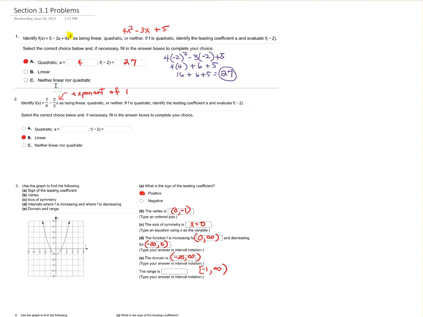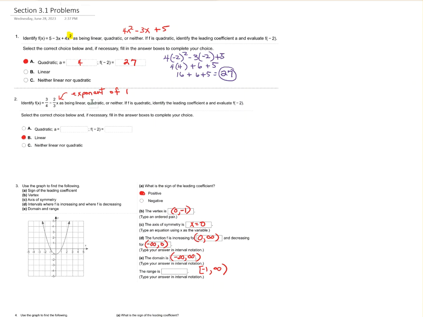All right, here's our problem set. Number 1 says identify this as being linear, quadratic, or neither. If it's a quadratic, identify the leading coefficient and evaluate f of negative 2. When you look at the highest exponent, if it is a 2, it is quadratic. If we put it in descending order, our 4 is our a value, and f of negative 2 means plug negative 2 in. You do that here, and we get 27. So that's how we answer number 1.